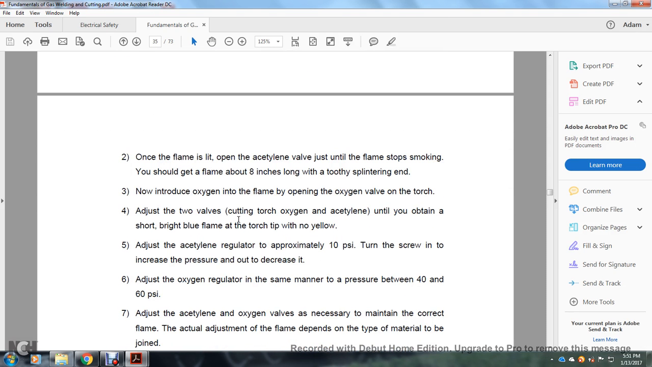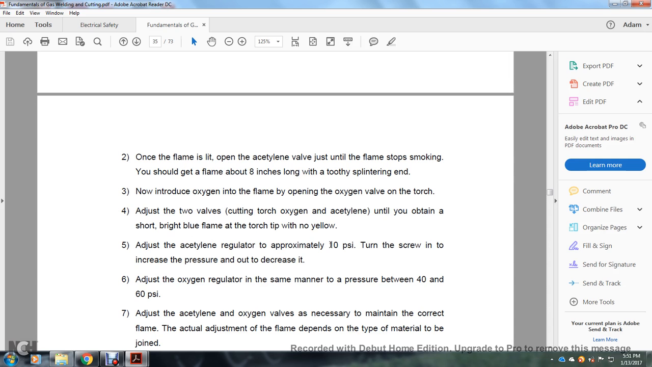Once the flame is lit, open the acetylene valve, adjusting only until the flame stops smoking. You should get a flame about 8 inches long with a feathery, splintering end. Now introduce the oxygen into the flame by opening the oxygen valve of the torch, adjusting the two valves, acetylene and oxygen, until you obtain a short, bright blue flame at the torch tip with no yellow.